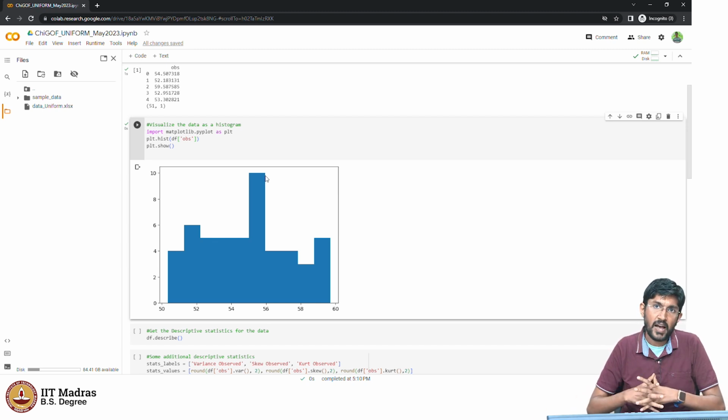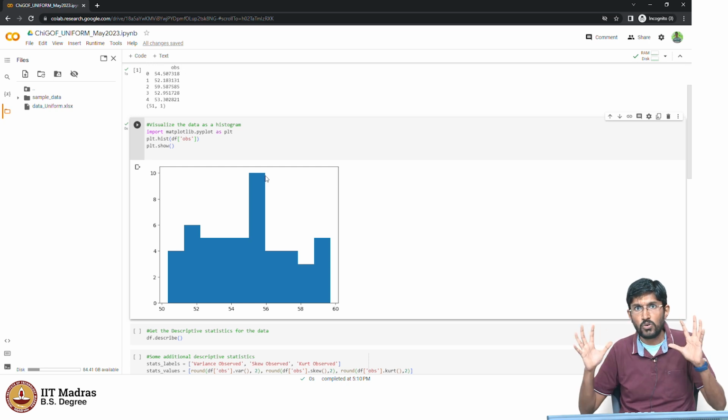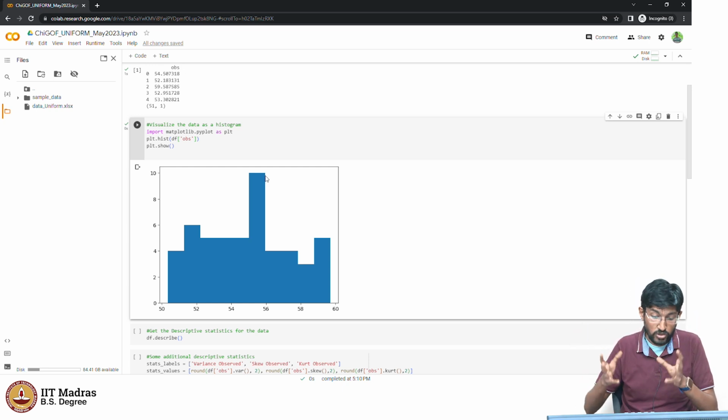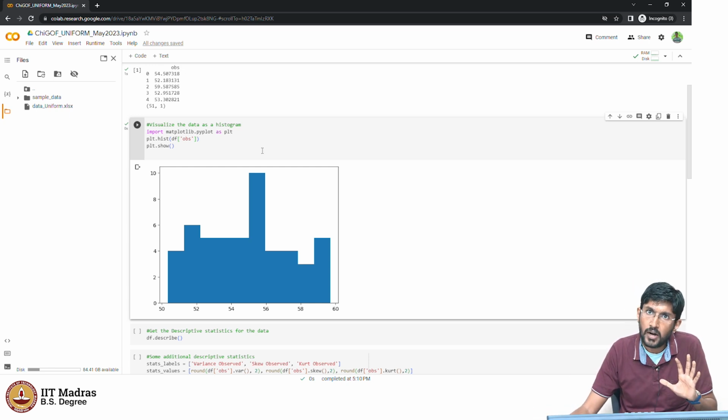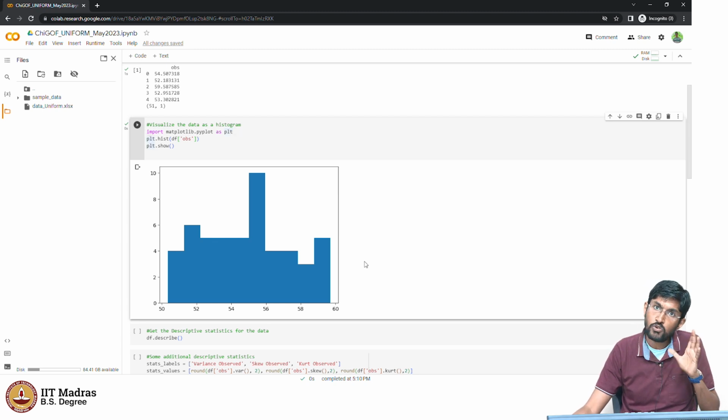So we could have either a normal or a Poisson. Sorry, not a Poisson since it's continuous, it could be a uniform. So these are two possible basic contenders for us. Let's keep that in mind from the visualized data. From this plot we see that it could either be a normal or it could be a uniform.